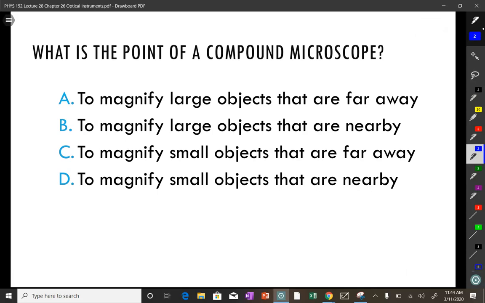Moving to microscopes. What's the point? You guys have probably all used a microscope, whether it's in grade school or high school or even college.